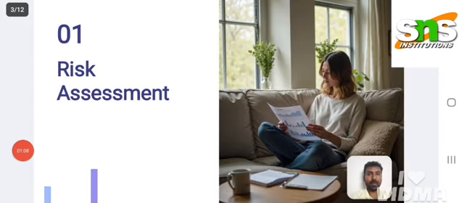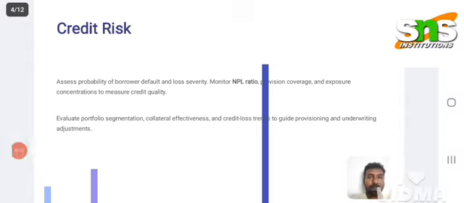Number one, we're going to see about risk assessment. So what does risk assessment mean? Credit risk assesses the probability of borrower default and loss severity. Monitor NPL ratio, provision coverage, and exposure concentration to measure credit quality. Evaluate portfolio segmentation, collateral effectiveness and credit loss trends to guide provisioning and underwriting adjustments.